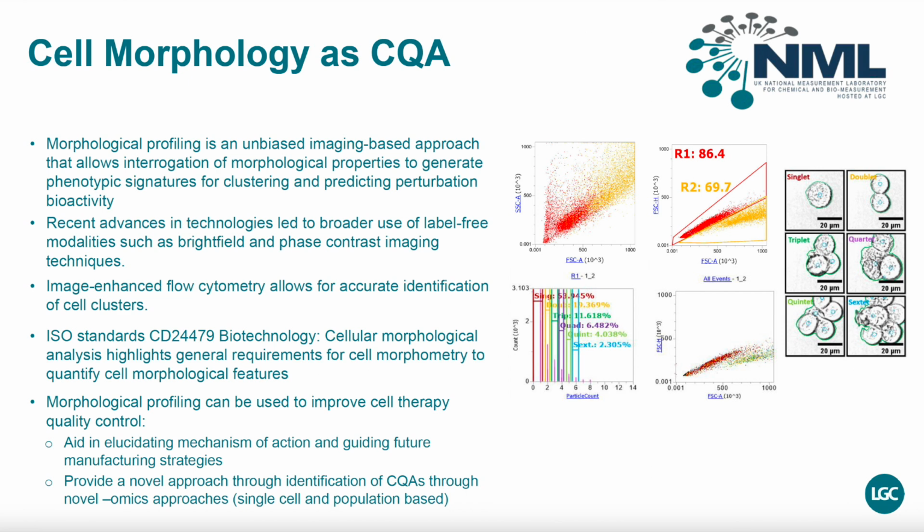So why does this matter in terms of ATMPs? Morphological profiling can actually help elucidate mechanisms of action, specifically in complex cell therapies, for example, and also guide future manufacturing strategies by identifying phenotypic markers that could be linked to potency or stability. It can also provide a more novel approach through identification of CQAs through omics approaches, as again, Megan mentioned previously.